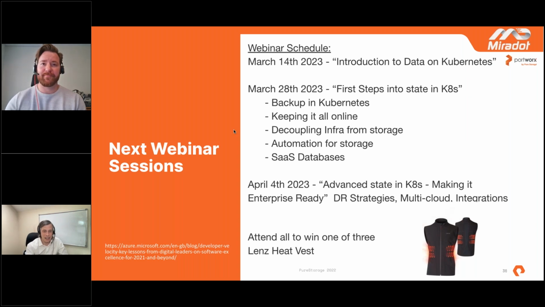Great stuff. So in the next sessions, we're going to be talking about backup in Kubernetes, how you keep everything online, decoupling that infrastructure from the storage. Automation, you might find that your team's doing a lot of configuring things that really doesn't need to be done, right? That can be policied and fixed. And then we'll take you through this SaaS offering for database. We call it Portworx Data Services. Beyond that, the final session in the series here is how we do DR, so that zero data loss piece, how we can do multi-cloud, how we can move things around, and what integrations we have to solve these problems. Like RBAC, how do you make sure you're not creating extra users? How do you do GitOps and things like that?